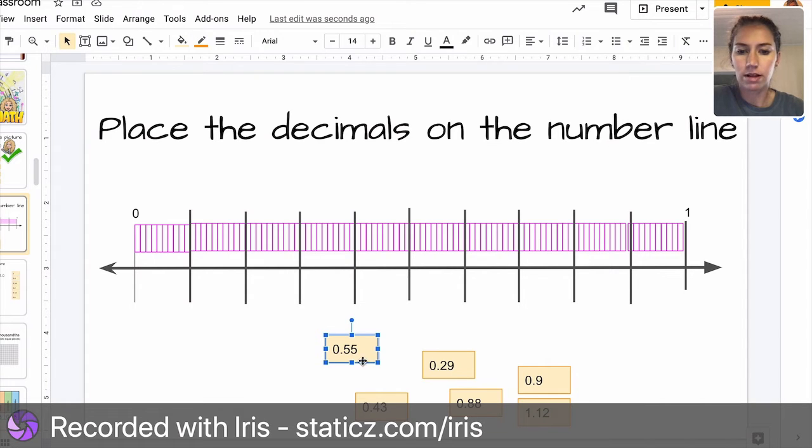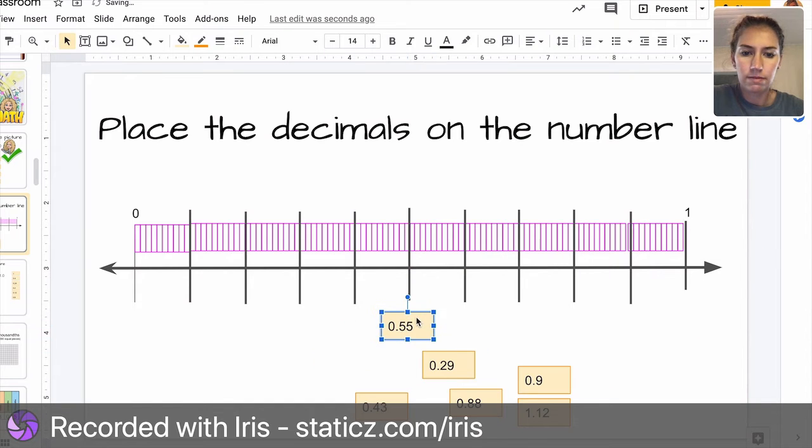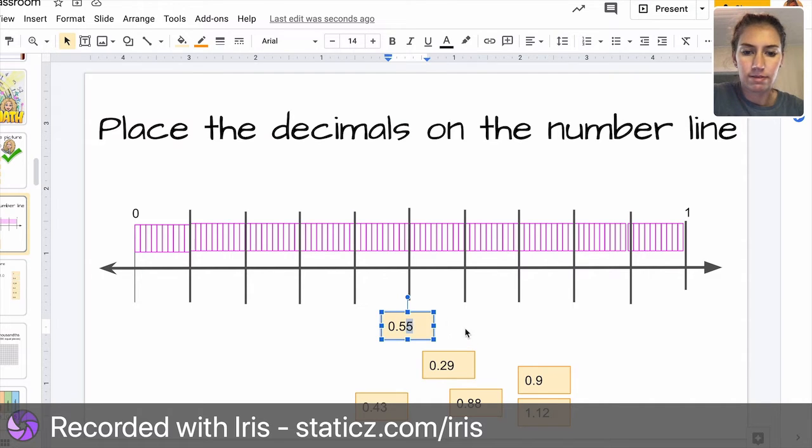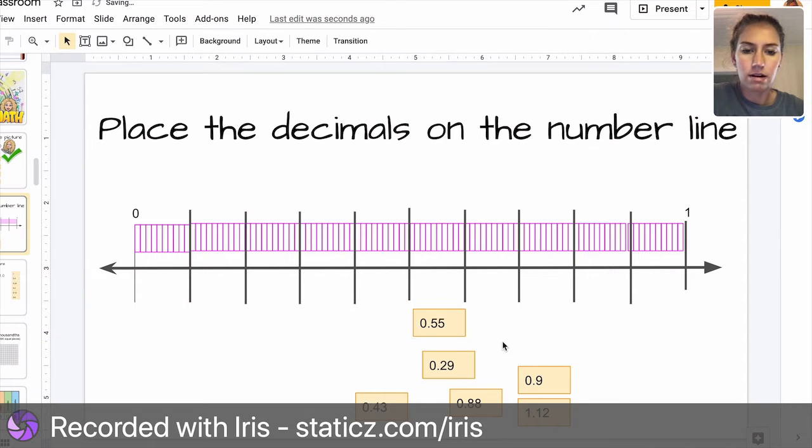So I'm going to look at this one, 0.55, and I see right away that it has 5 tenths. And I know these big spaces are tenths. Why? Because there's 10. So I'm going to count 1, 2, 3, 4, 5 tenths. So I'll start bringing it here. And then I know the small spaces, the pink ones, are hundredths. So I'm going to count 1, 2, 3, 4, 5 hundredths. So that's those pink spaces. So now I know my number is going to go right there. So it's 5 tenths and 5 hundredths.